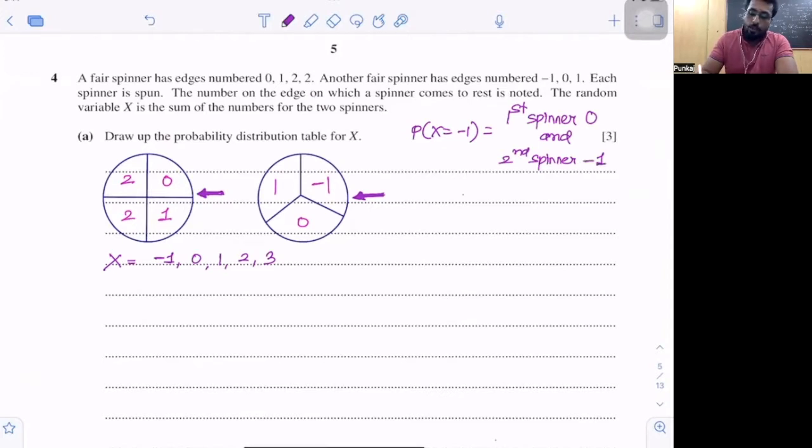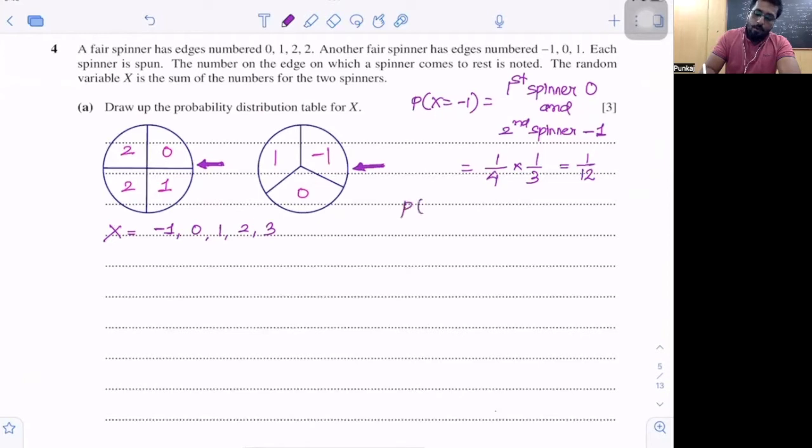0 and -1. So what's the probability of getting a 0 on the first spinner? There is only one 0 on the first spinner and a total of 4 outcomes. So the probability is 1/4, and then multiplication. Now on the second spinner, you're going to get -1. There's only one outcome which says -1, only one favorable outcome, and a total of 3 outcomes are there. So that's 1/3. So the probability of x equal to -1 is 1/12, right?